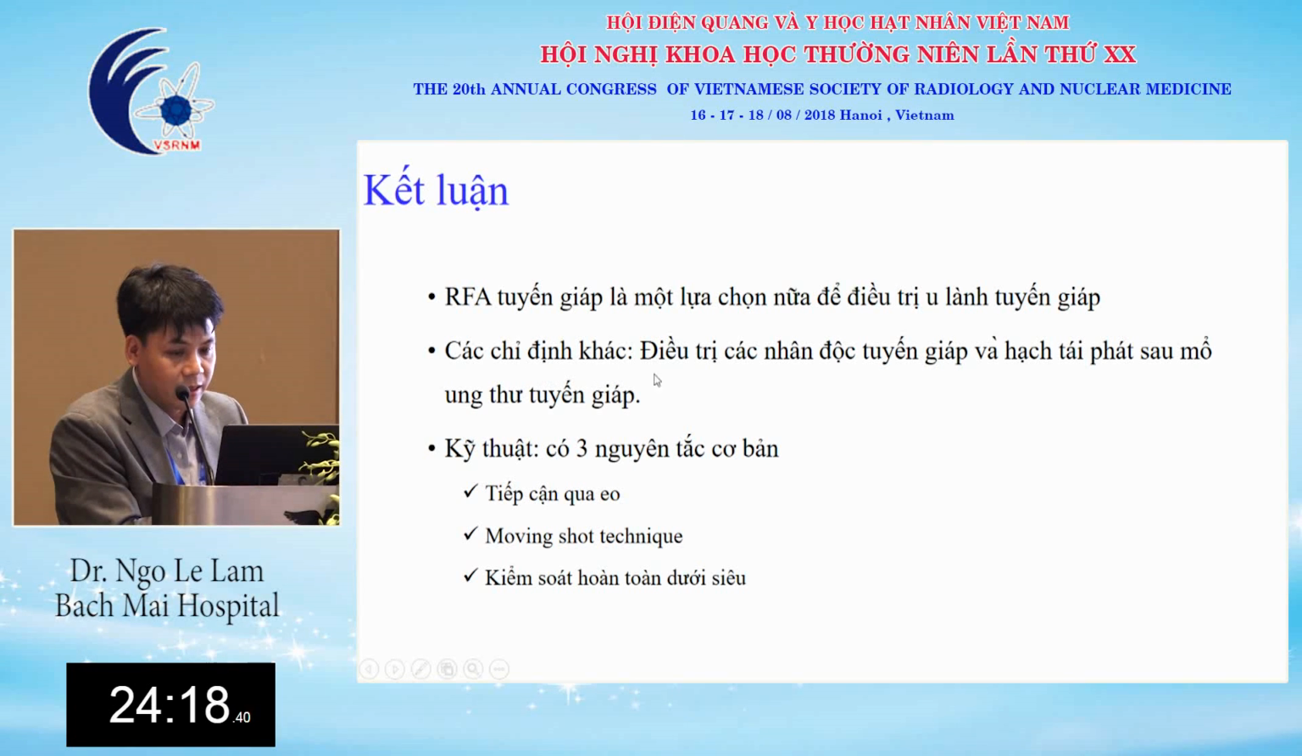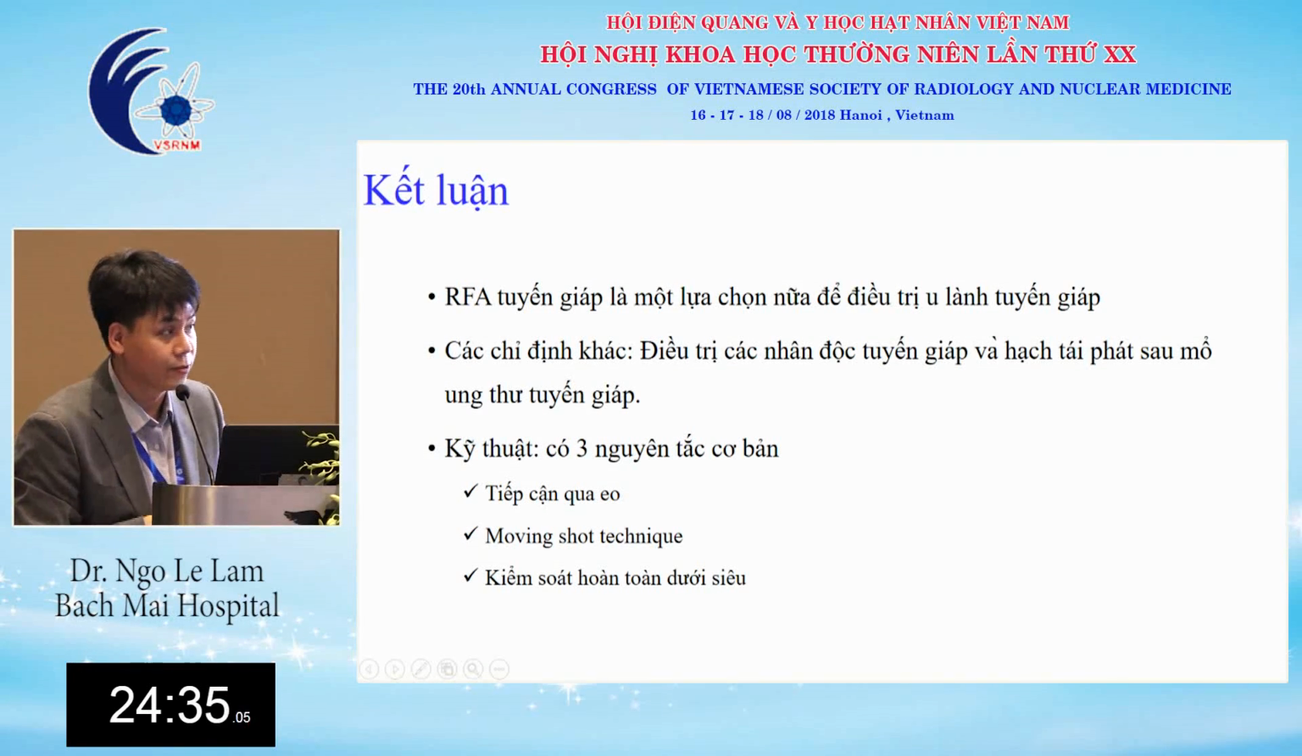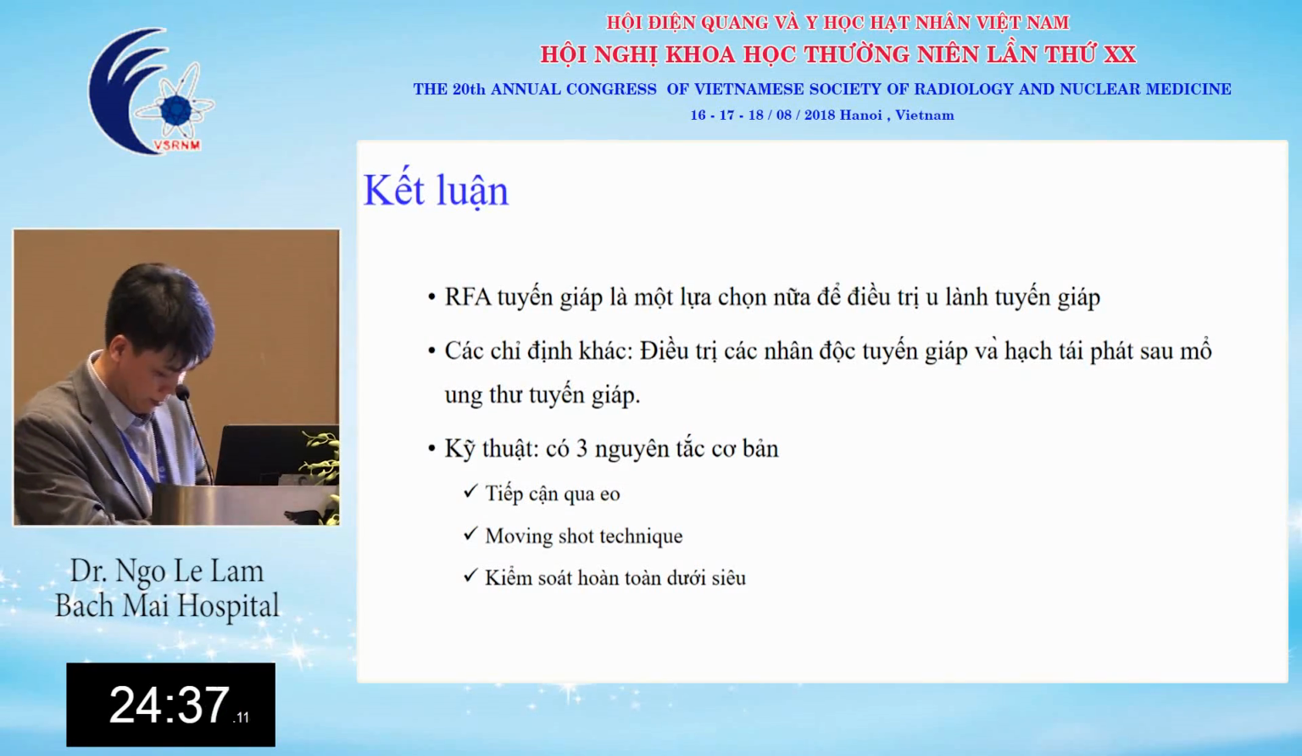So in conclusion, IFA of the thyroid is one of the choices to treat benign thyroid nodules, and also we can do it for toxicosis of the thyroid, and also for the repeat and the recurrence of thyroid nodules. Three basic principles: it's a merged approach, moving shot technique, and all under ultrasound control.